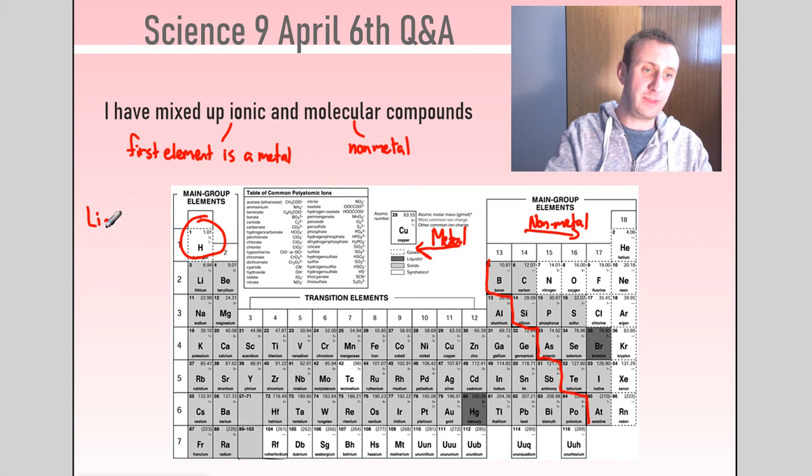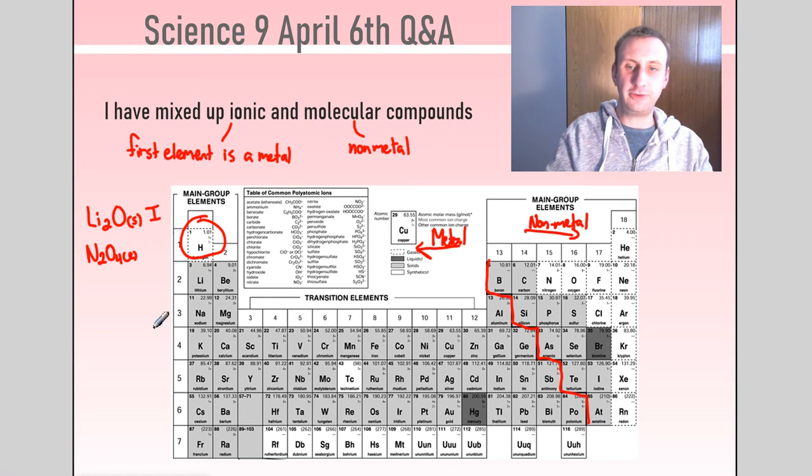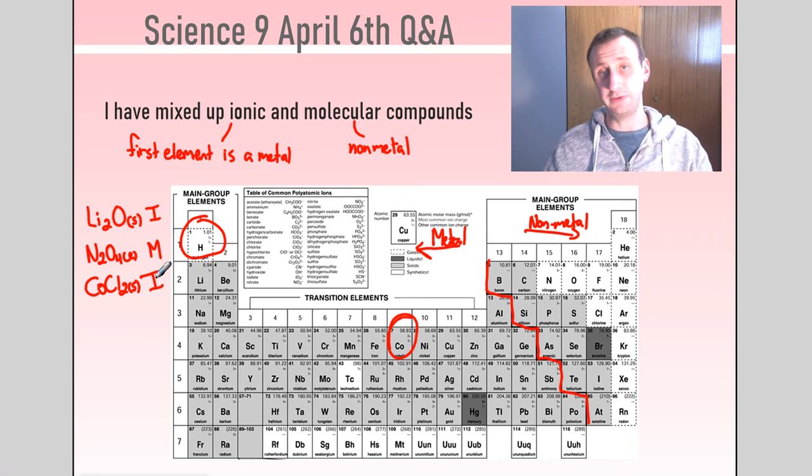So if I have something like lithium oxide, Li2O solid, I take a look and realize, hey, there's lithium. It's on the left-hand side of the staircase line, so that means it's ionic. If I have something like N2O4 liquid, I try to find where nitrogen is, and it's to the right of the staircase line, so it's a non-metal, which means this is molecular. I got something like cobalt chloride, CoCl2 solid. Hey, here's cobalt. It's to the left of the staircase line. This is ionic.